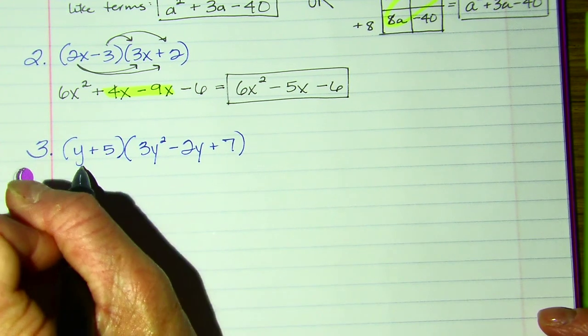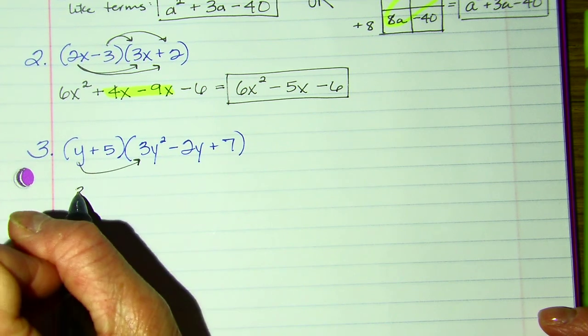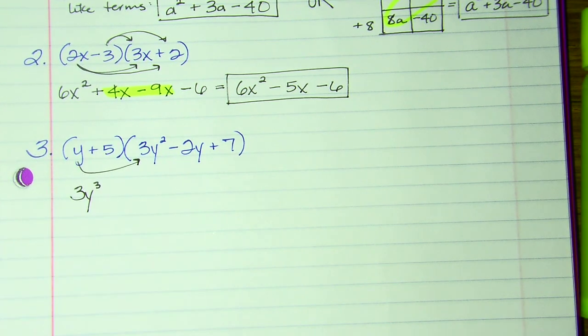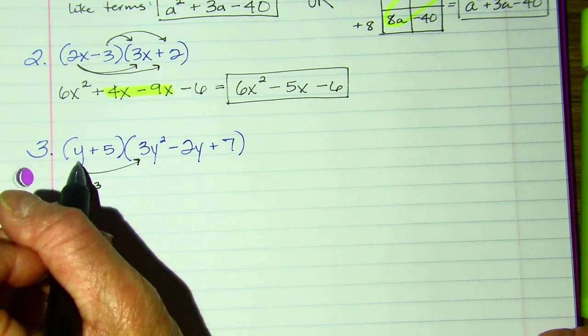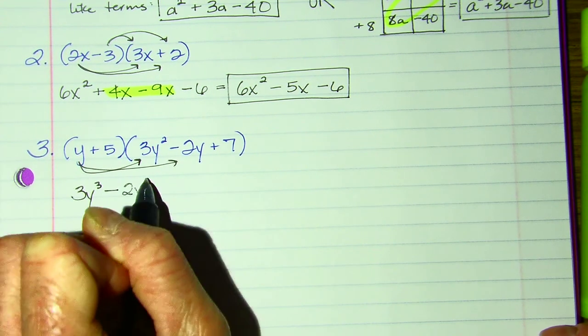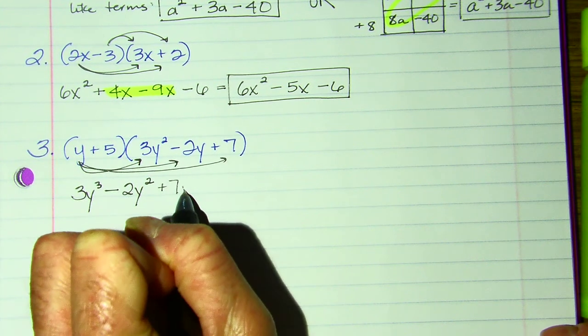So I'll show you what I mean by vertically. Y times 3y squared would be 3y to the third, right? Because y to the first times y squared. Y times negative 2y would give me negative 2y squared, and y times 7 would give me 7y.